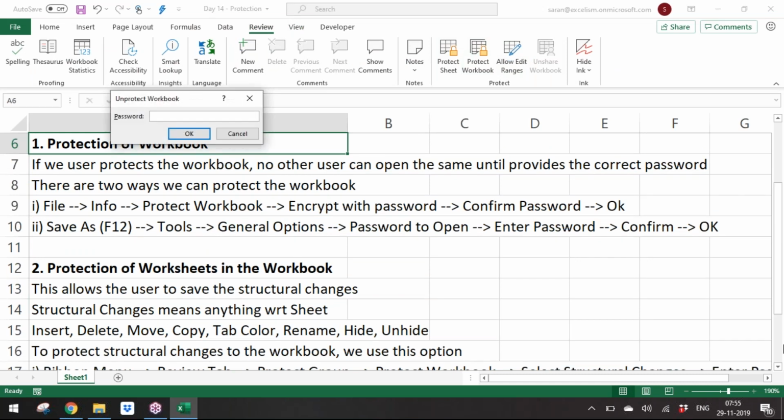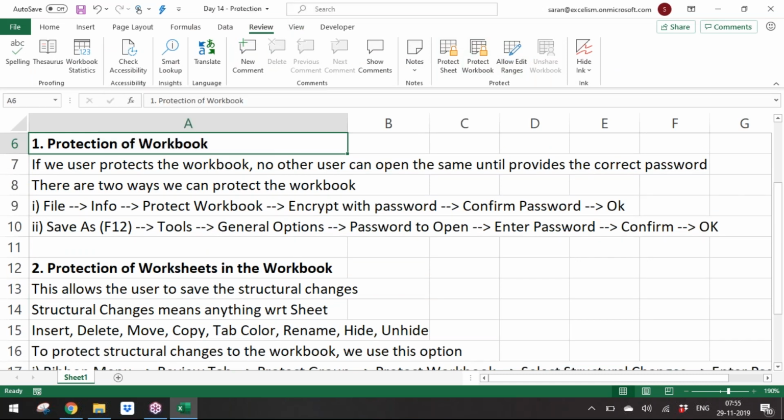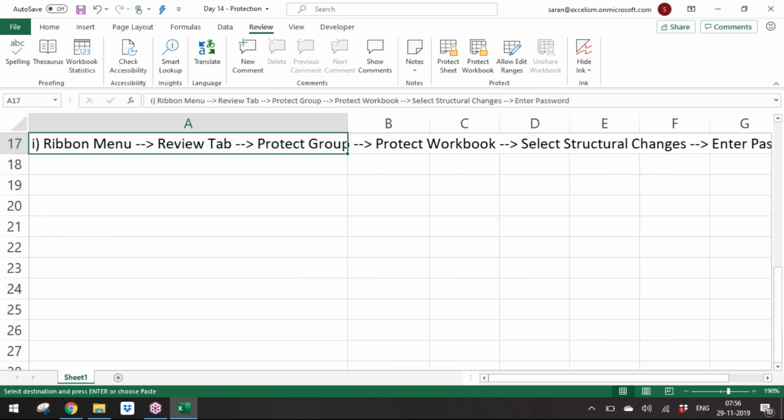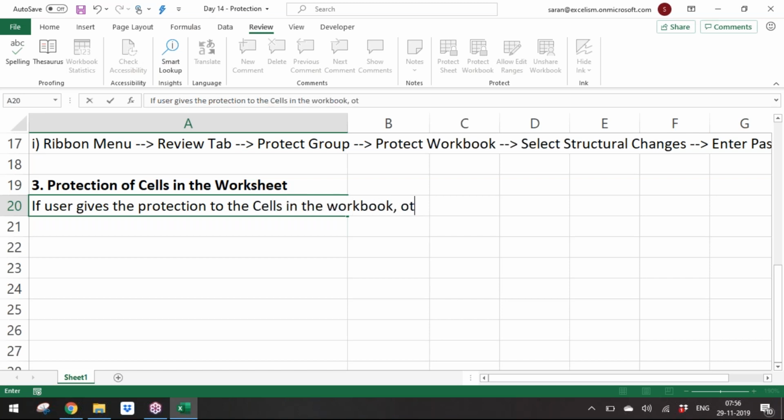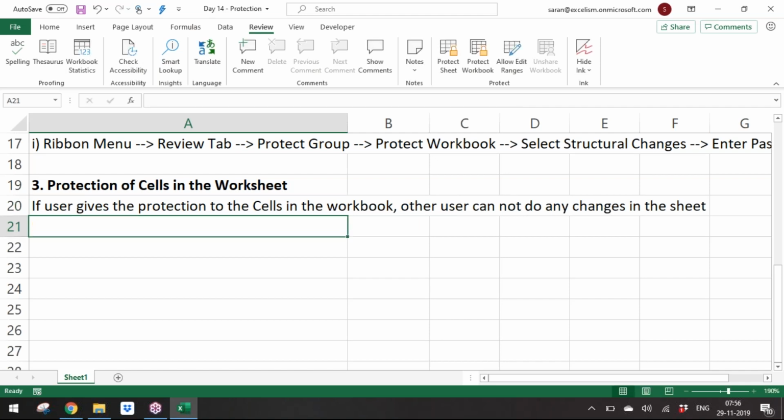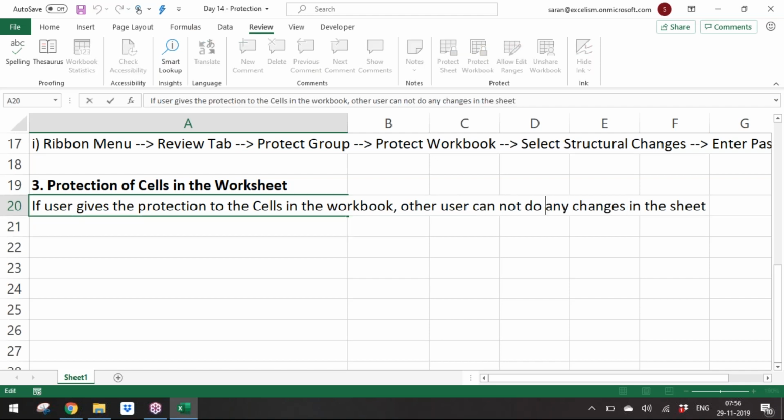Last one is most important. Just give the password. Now, what is the third one? Protection of cells in the worksheet. Okay. If the user gives protection to the cells in the worksheet, other users cannot do any changes in the sheet. He cannot make changes, means he cannot edit any cell in the sheet.